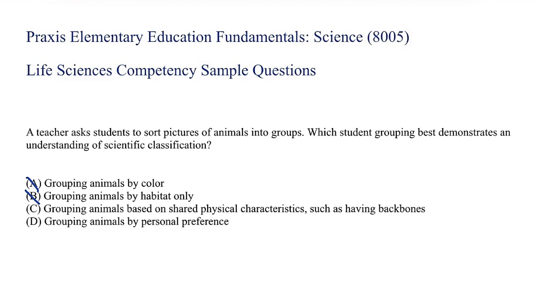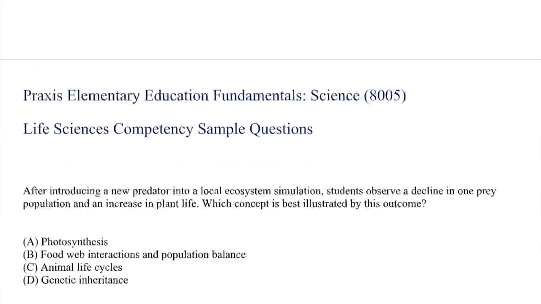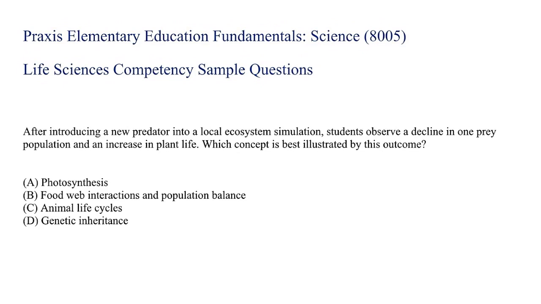D, grouping animals by personal preference. That is probably the worst way to group any animals. So we are going to go ahead and say C, based on physical characteristics, such as having backbones. All right, and our last question: after introducing a new predator into a local ecosystem simulation, students observe a decline in one prey population and an increase in plant life. Which concept is best illustrated by this outcome?